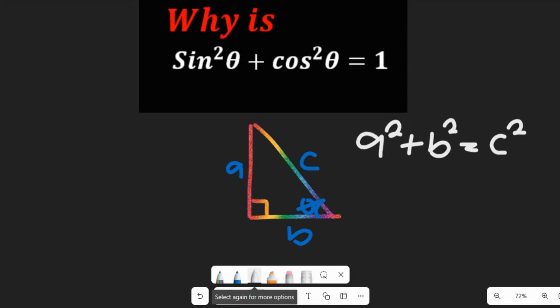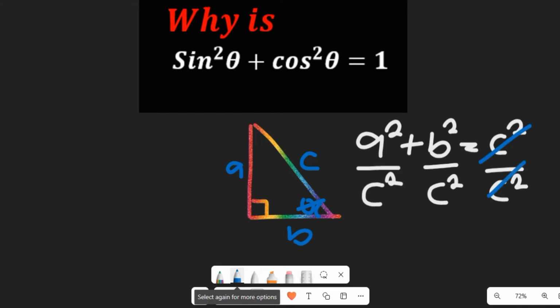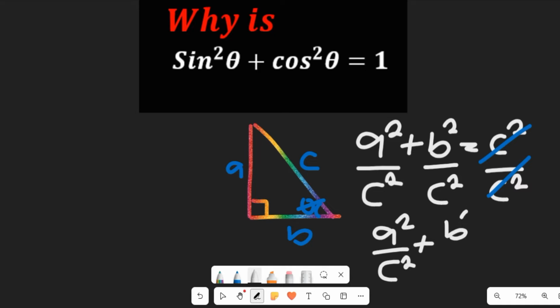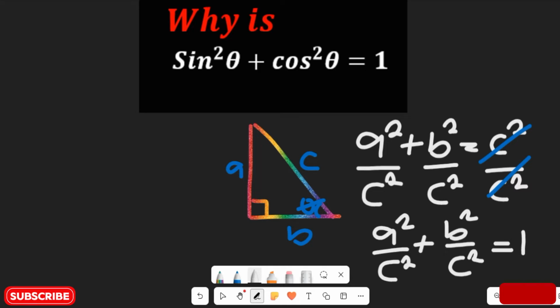If I divide here by c square, and I divide here by c square, and I also divide here by c square, you see that c square will cancel out c square, and then the value of this will be a square divided by c square plus b square divided by c square, and this will be equal to 1.